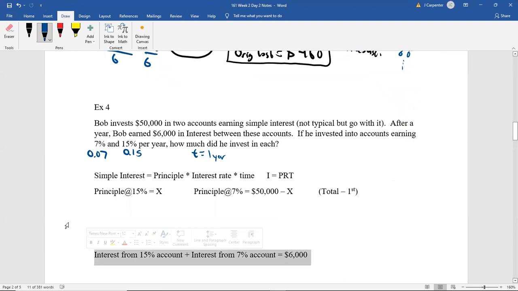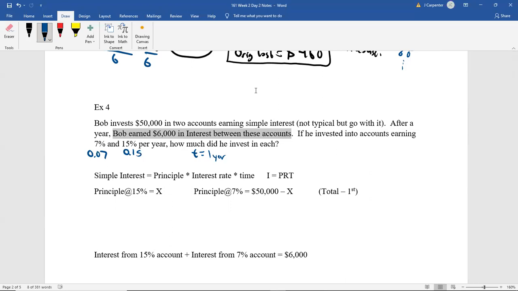Where did this come from? This comes from right here. He earned $6,000 in interest between the two accounts. So you take the interest from account A, you add the interest from account B, and you get 6 grand. You get the total interest. So that's our equation using words. We have our knowns and unknowns up here. We have our equation using our words.